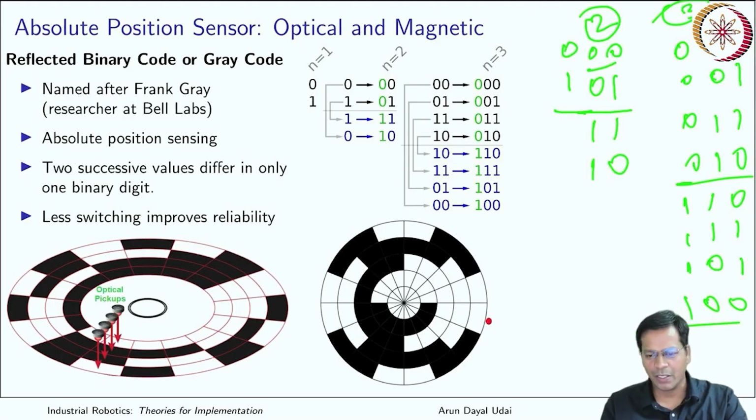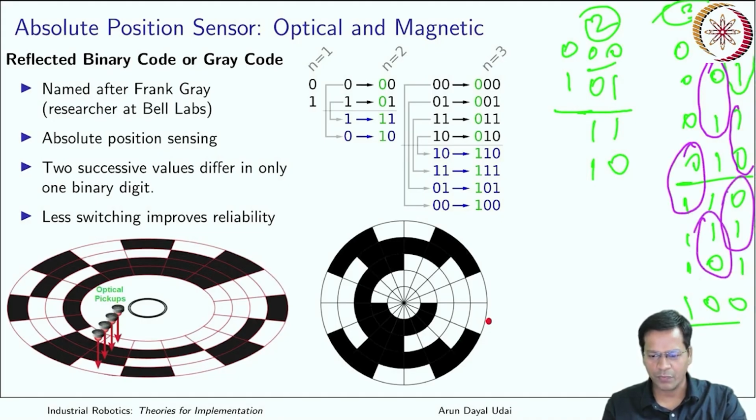And you see in any 2 consecutive data, only 1 bit is changing. This is changing from here to here. From the next one you see only this is changing. In the next one you see this is changing. Then this is changing, this one is changing, and finally this is changing. So you see only 1 bit has changed. That is how it improves the reliability.